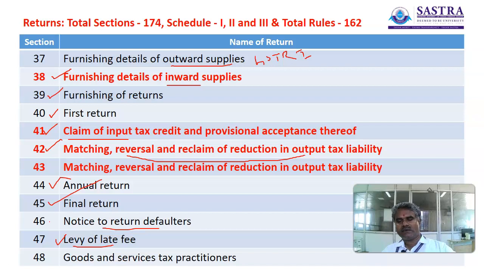Then section 48 deals with the goods and services tax bracket: what are all the items that will be in different rates of tax. So these are the number of sections to be covered in this unit, my dear students.